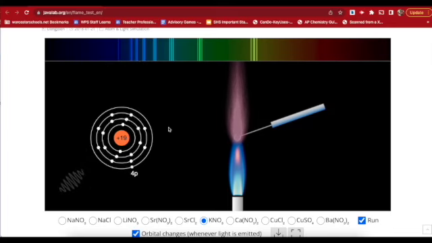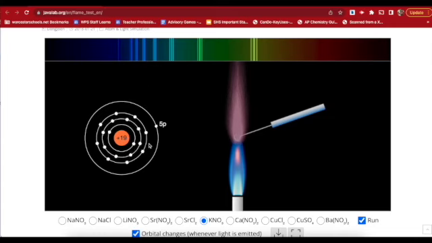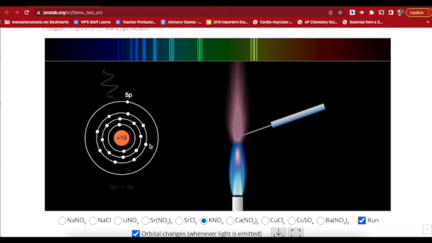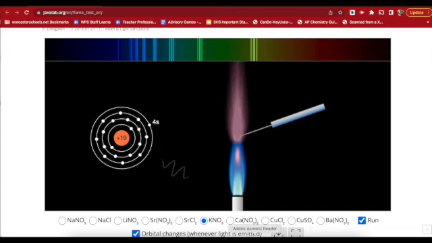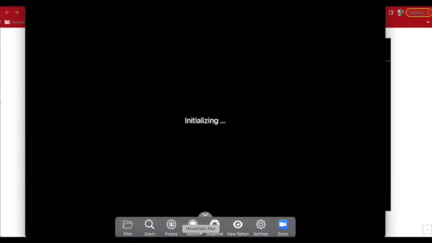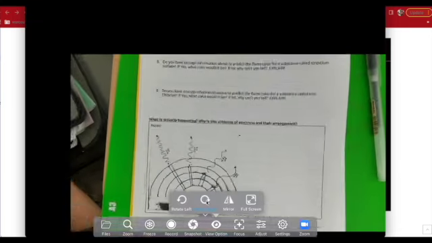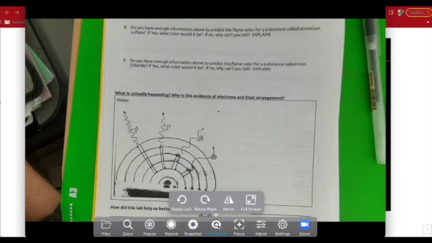Now, let's go ahead and talk a little bit more about what's going on here. So we're seeing these jumps happening again and again, and we are seeing very specific colors of light come out. The color of light that is emitted is determined by the size of that jump, and this actually tells us a lot about the structure of the atom. So we're going to go ahead on page 8 and take a few notes.